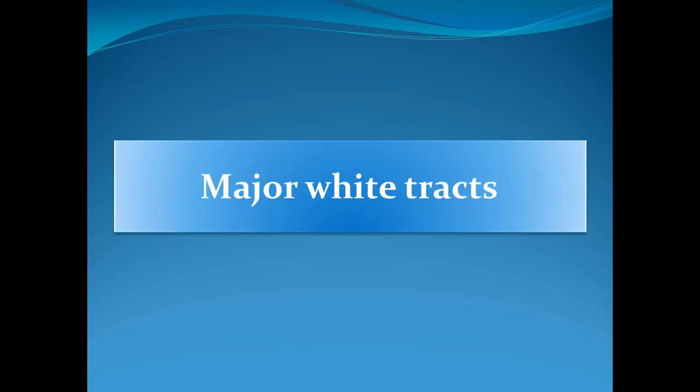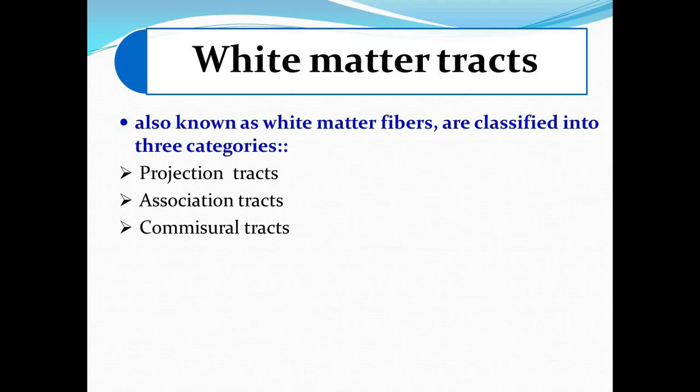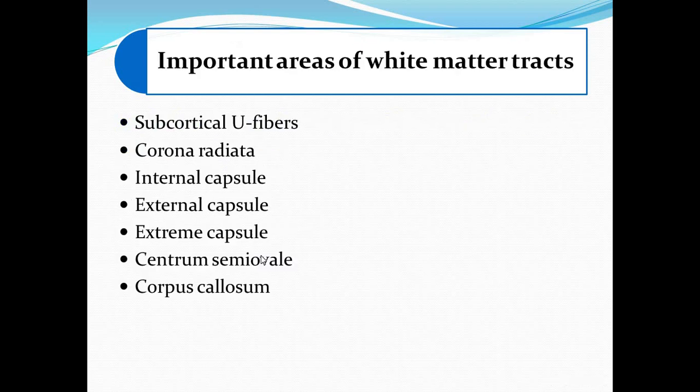We move on to talk about the major white matter tracts. The major white matter tracts are classified into three categories according to their orientation and the function. So we have the projection tracts, the association tracts, and the commissural tracts. There are some important areas of white matter tracts which we should identify on brain images, including the subcortical U fibers, corona radiata, internal, external, and extreme capsules, centrum semiovale, and the corpus callosum. We will talk about all of these in detail.